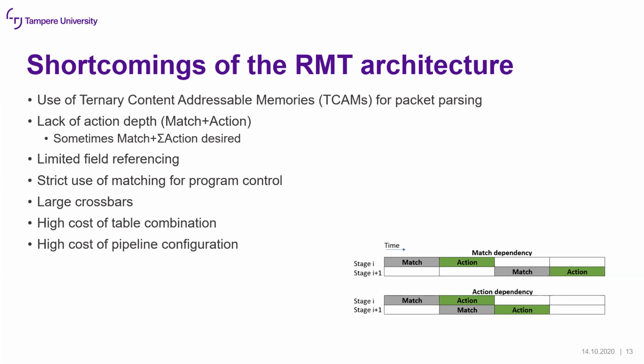Then the field referencing mechanisms are limited, especially when it comes to newer protocols such as IP version 6 segment routing, where you have header fields that act as a pointer. Then it strictly uses matching for program control. There is no other mechanism. The crossbars that select match fields and action fields are actually very large. Then there is also a high cost for table combination and configuration of the pipeline. In this pipeline, the stages can be configured with respect to each other, while also considering the dependencies.